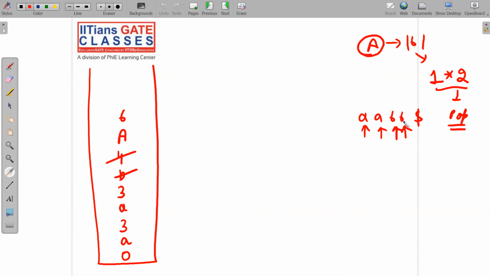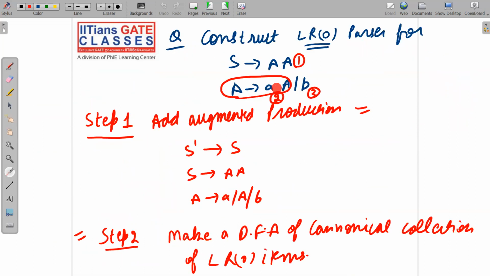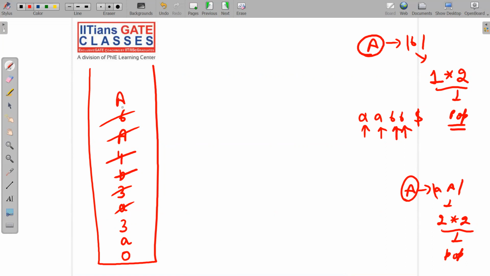Now I will say 6 on small b. See the slide. 6 on small b, R2. What is R2? R2 is this: A goes to AA. The length of AA is 2, and you always multiply by 2. 2 into 2 is 4. 4 symbols will be popped off from the stack: 1, 2, 3, 4. 4 symbols are popped off and the LHS will be pushed onto the stack, that is capital A.